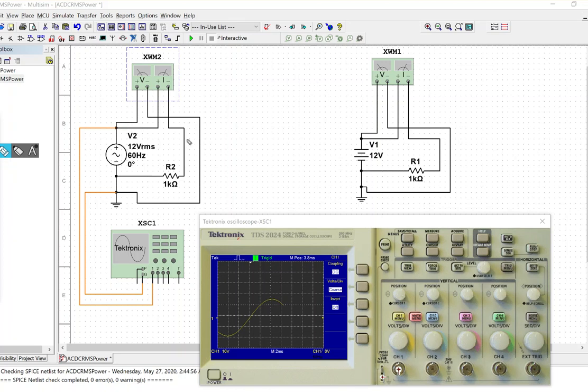Hi everybody. I just want to show you a little bit about what I was talking about with regards to RMS as being an equivalent DC source. So what I have here on the screen is an AC source. I have this AC source here and it's set to 12 volts RMS, right?